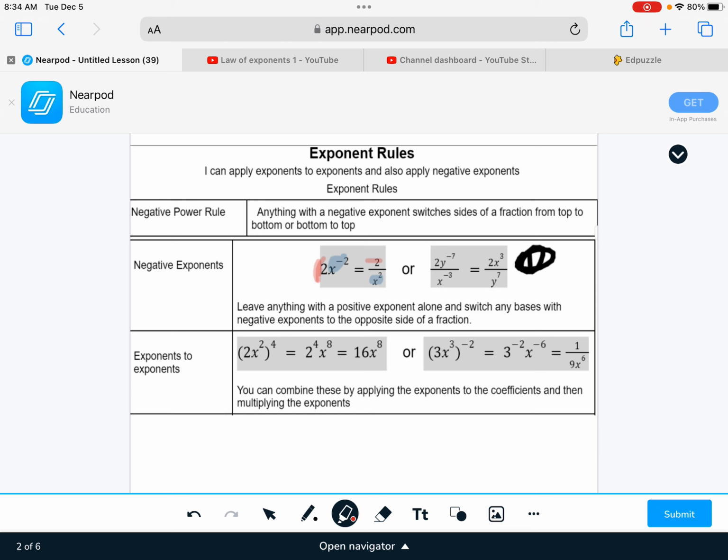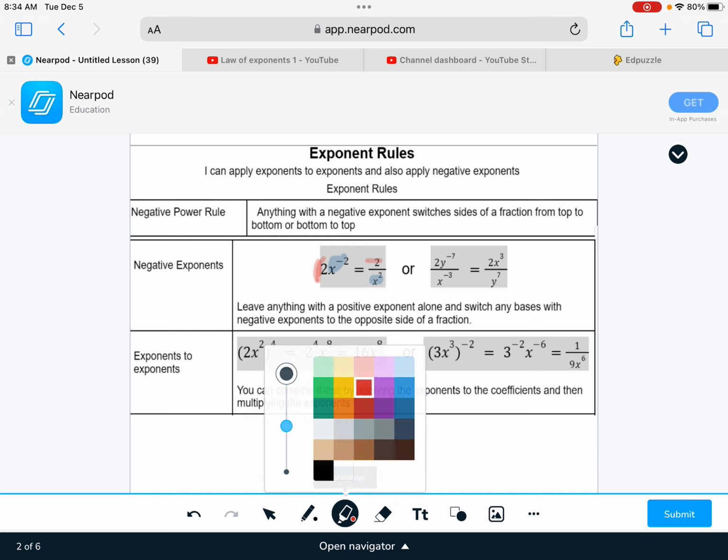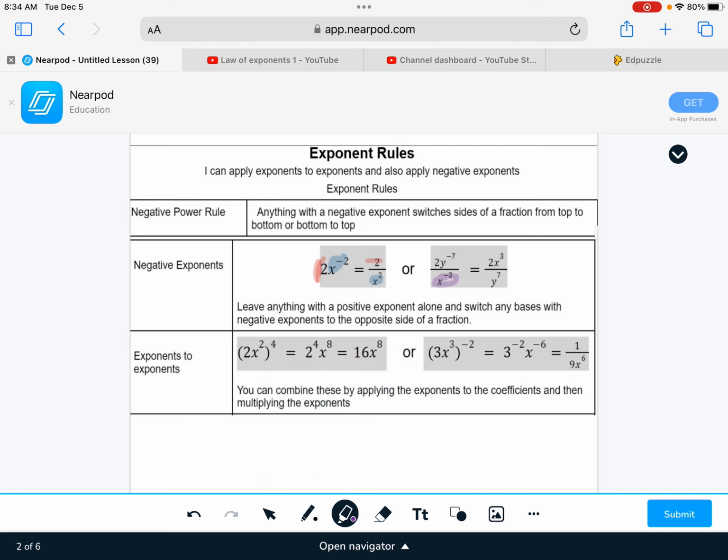Next thing I want to talk about is when you have a fraction where the negative exponent is on the bottom, it goes from the bottom of the fraction to the top. Like if you look really closely, this x to the negative 3 switched to the top up here because of that negative. The negative 7 that's on top up here, that y to the negative 7 comes down to the bottom. The 2 itself stays the same. That's going to be how these negative exponents work, okay?